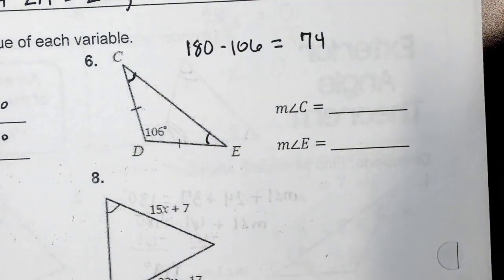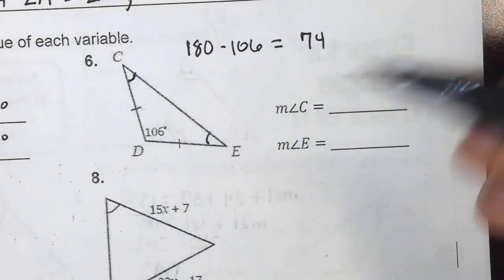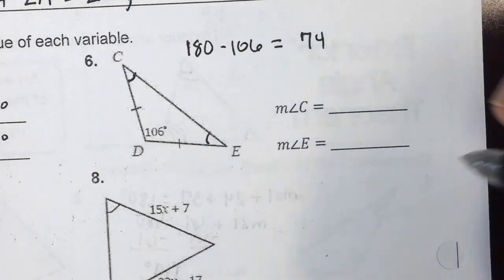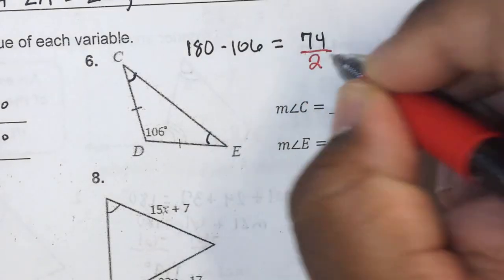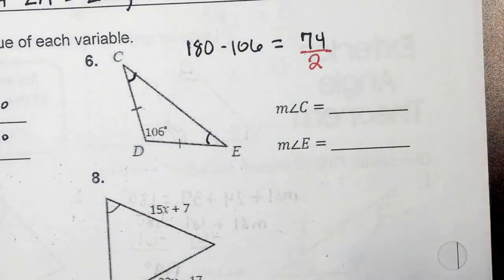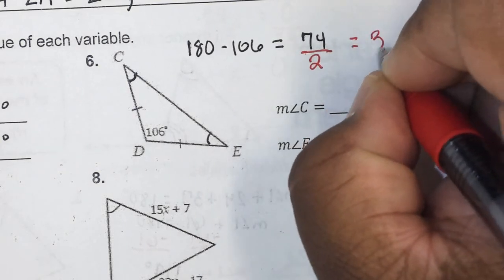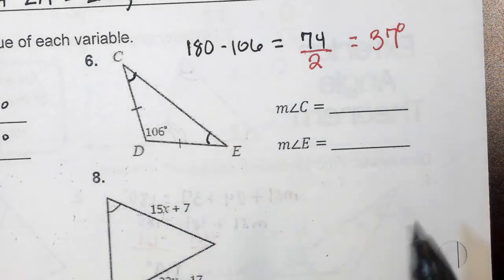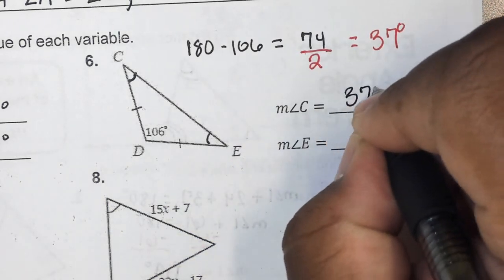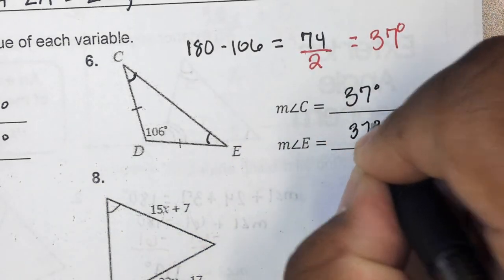Some of my kids stop there, though. You need to understand this is two angles here. You need to divide by 2. Divide that by 2, you're going to get 37. So my two angles will be 37 degrees. 37 here and 37 here.